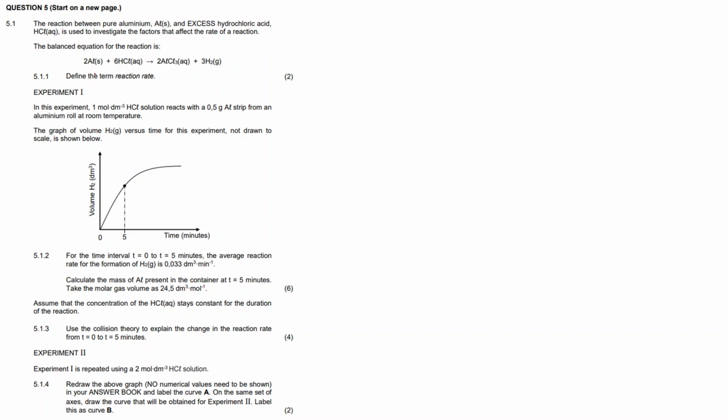Question 5.1.1. Define the term reaction rate. So reaction rate is the change in concentration of products or reactants per unit time.